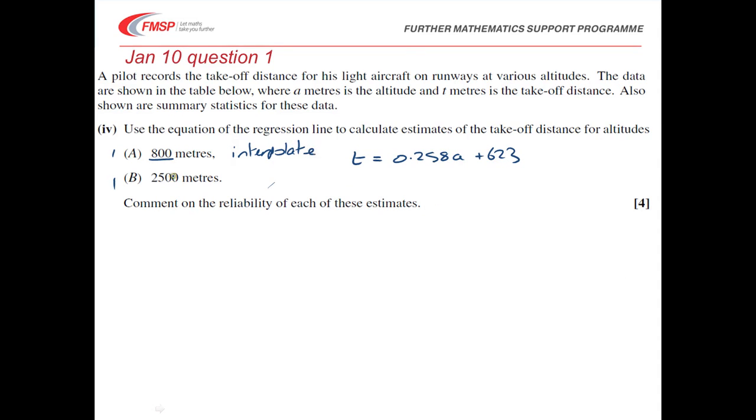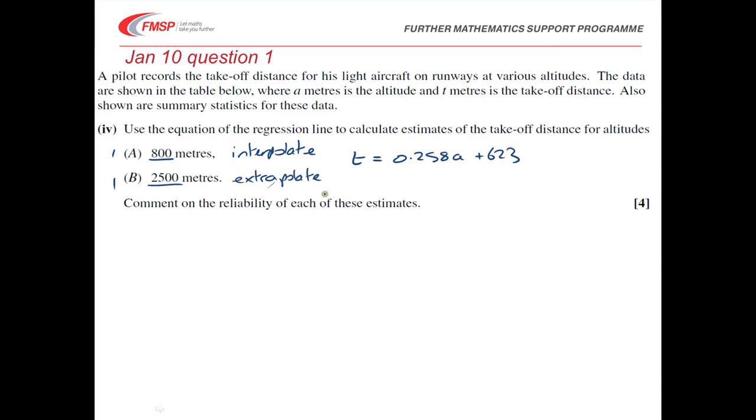Okay, so that's allowed. 2500 is outside of your data set for your control variable, so we call that extrapolation. Now you're only really allowed to extrapolate slightly out of your data. Here, this is quite a distance away, so we would have little reliability in B. Okay, so that's the sort of reliability arguments discussed.